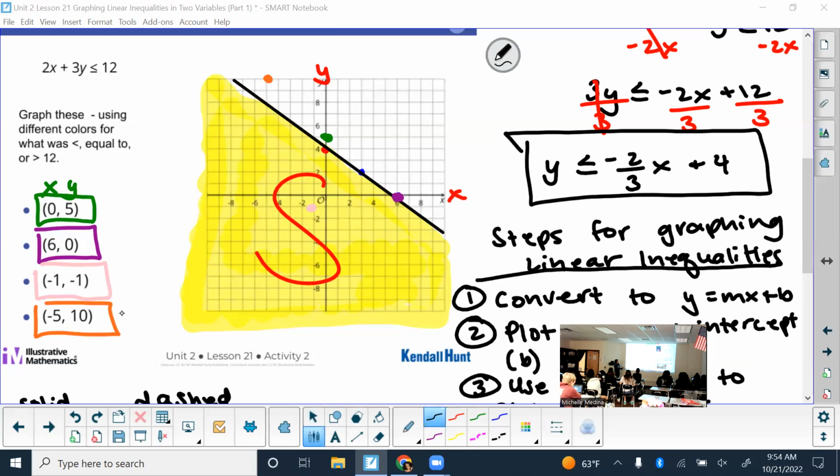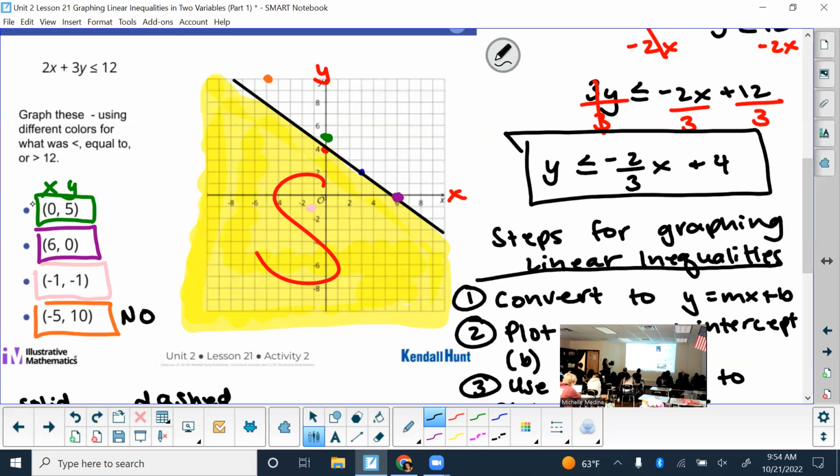Sorry, I didn't go in order. No, it's not, because is it in the shaded area? No. Is it on a solid line? No. So it's not a solution. So then now take a little bit of time and determine if these are solutions. So we'll do that kind of together. Just don't shout it out.